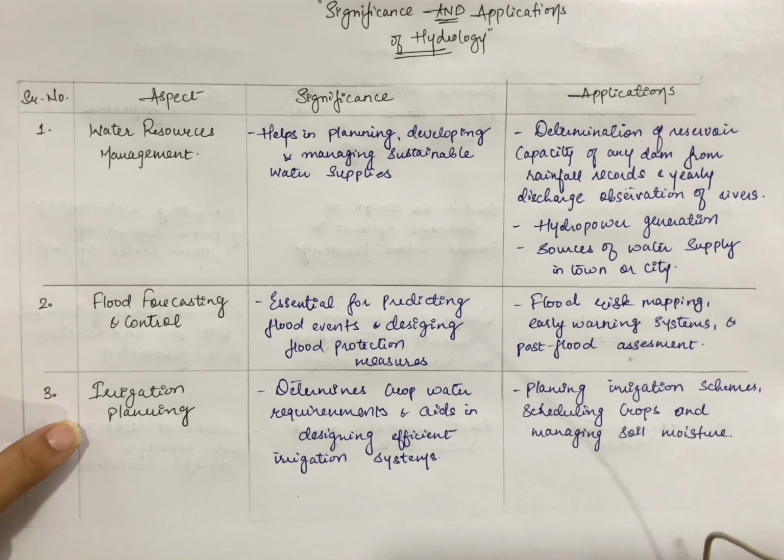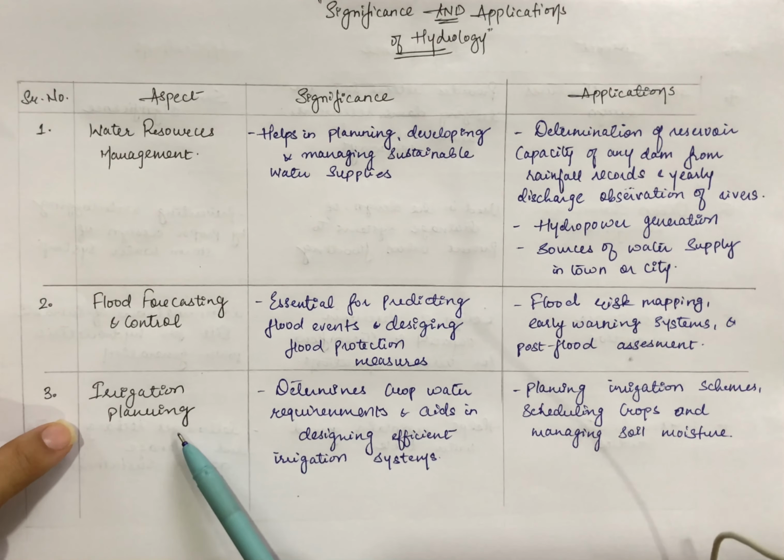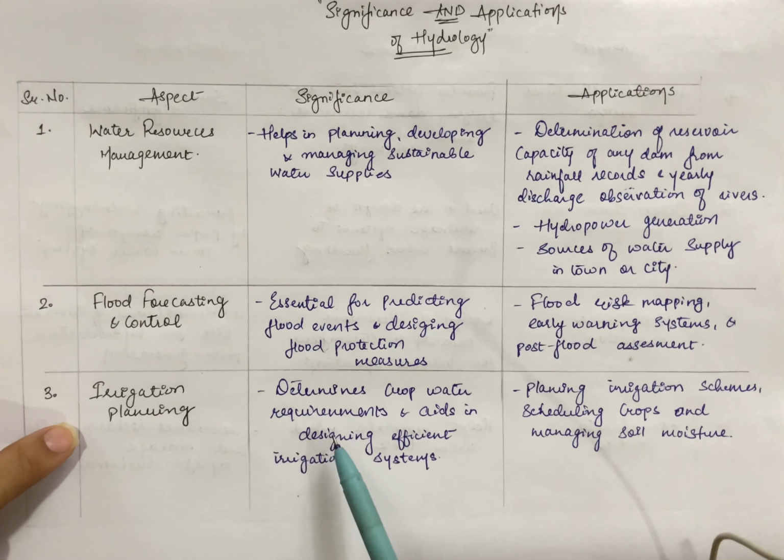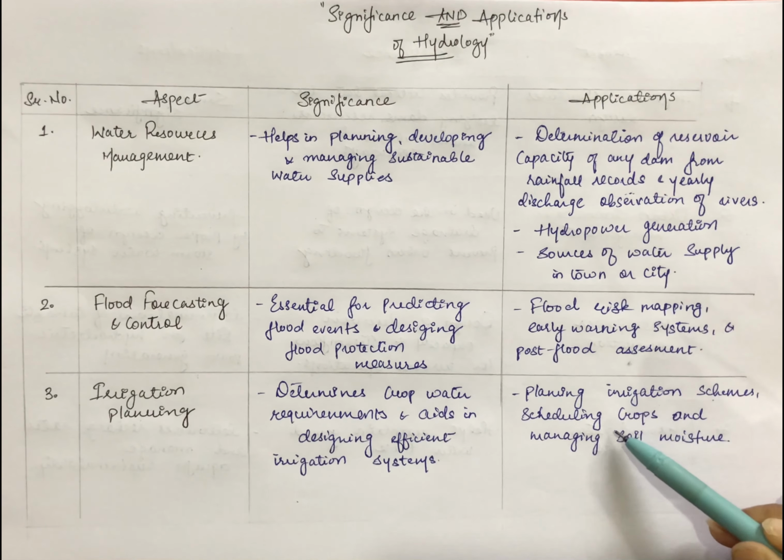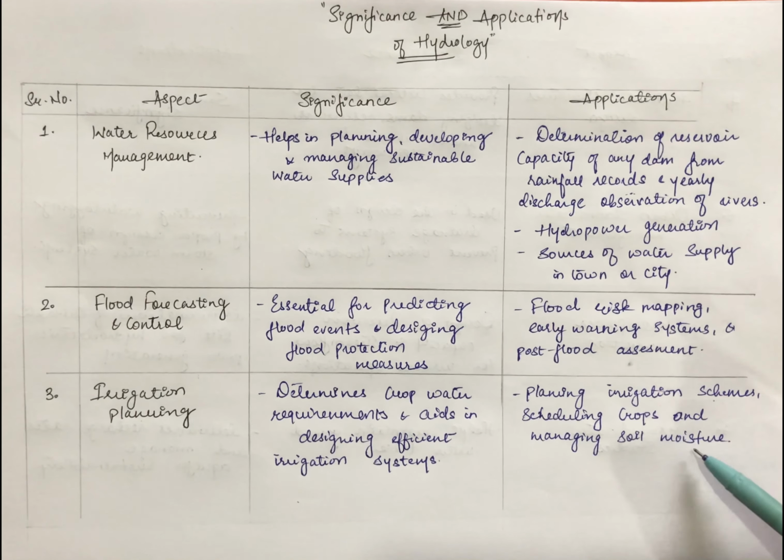Then coming to the third aspect of hydrology, which is irrigation planning. The significance of that is it determines the crop water requirements and it also aids in designing efficient irrigation systems. And its application includes planning irrigation schemes, scheduling crops and managing soil moisture.